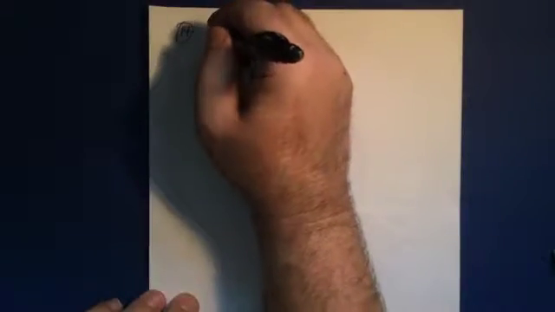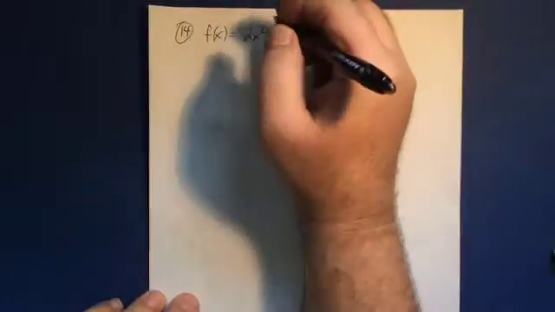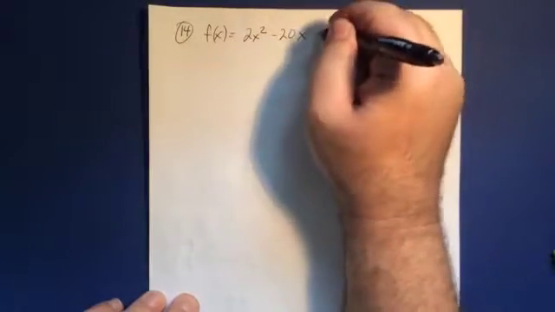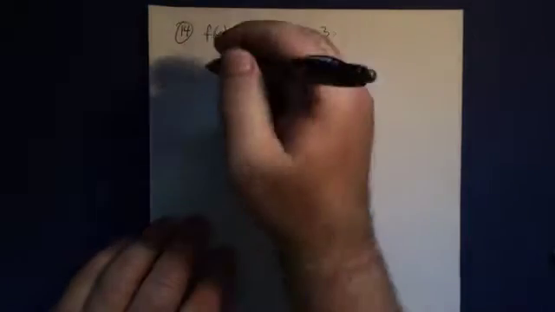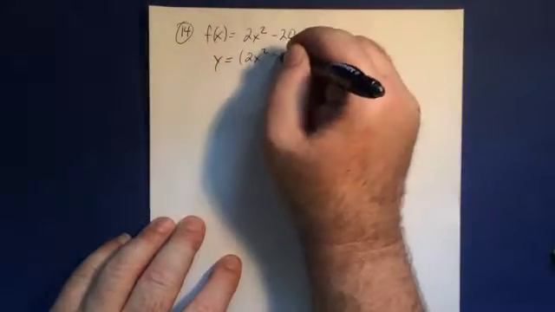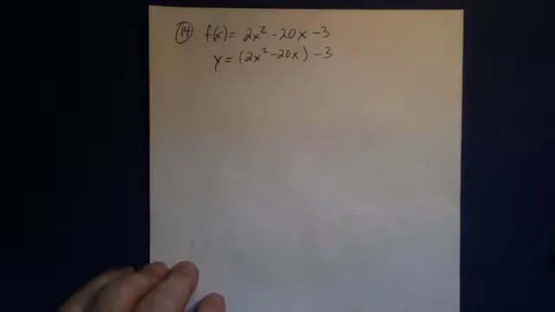And as we do more of these, this is going to become clear, but sometimes the mathematics can get tricky. So this isn't real difficult, but it can get tricky. So 14, we have f of x is equal to 2x squared minus 20x minus 3. So again, in my first step here, I'm going to put a y here, and I'm going to separate out the 2x squared minus 20x from my c term. That's the first step.